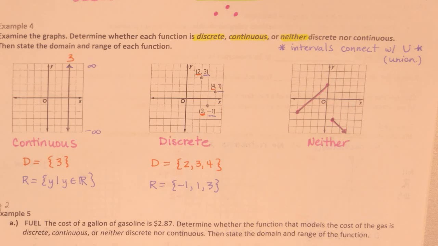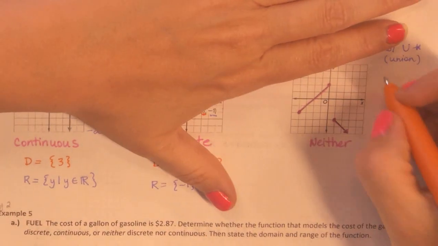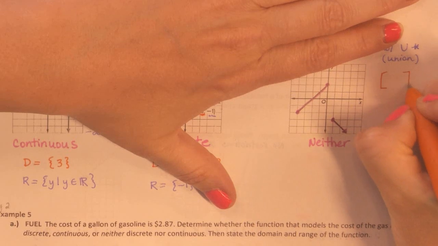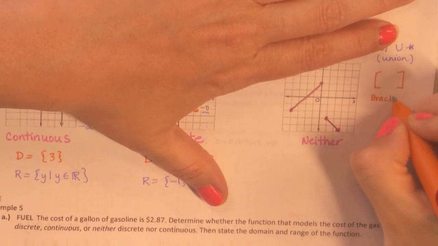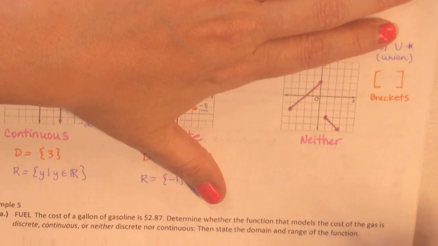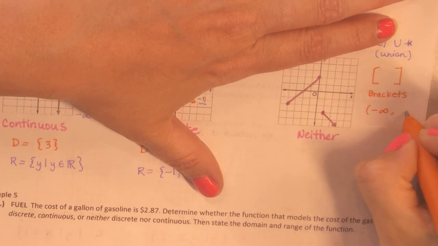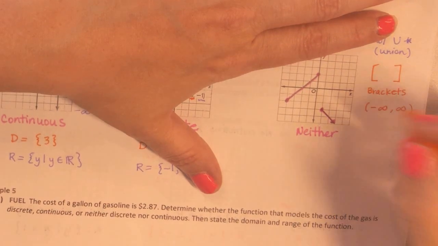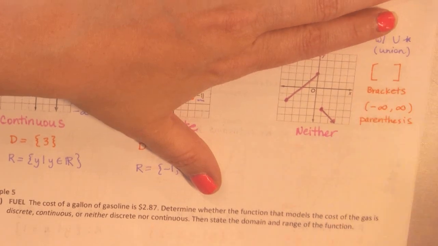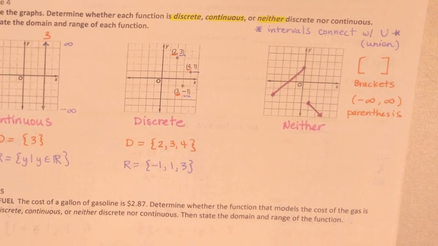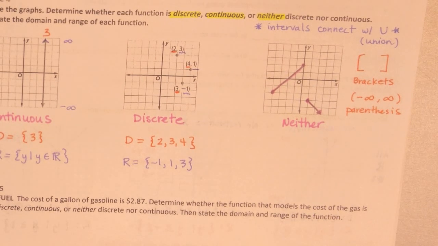Okay, and then we're gonna use brackets for most of them. So brackets are like this. And then sometimes you have parentheses, and that's only if you have negative infinity or infinity. Okay, so parentheses are only for negative infinity and infinity.